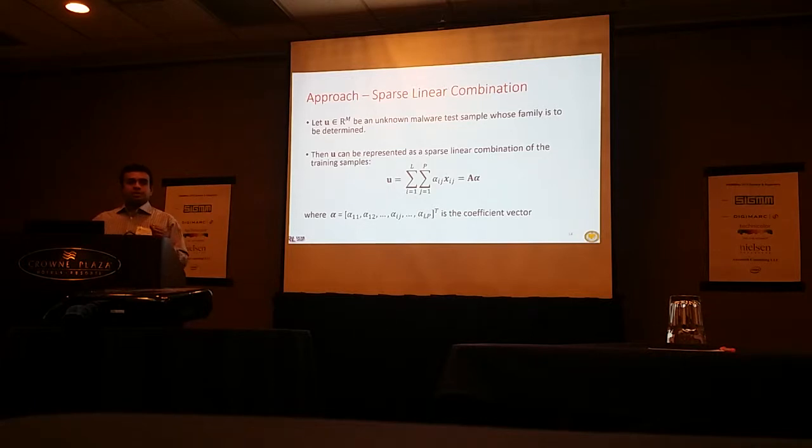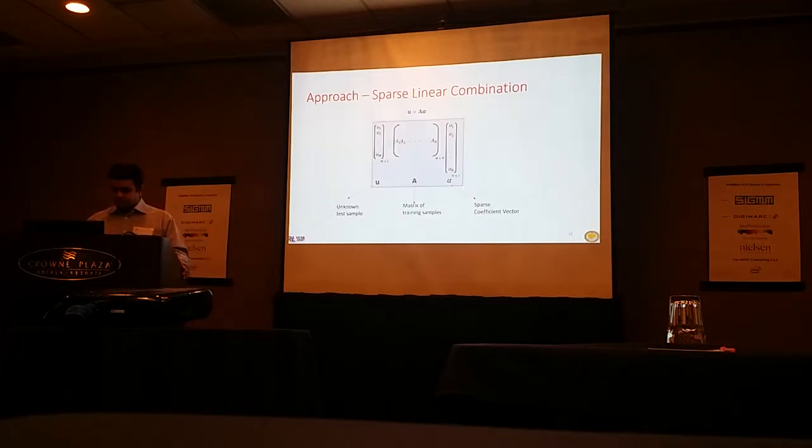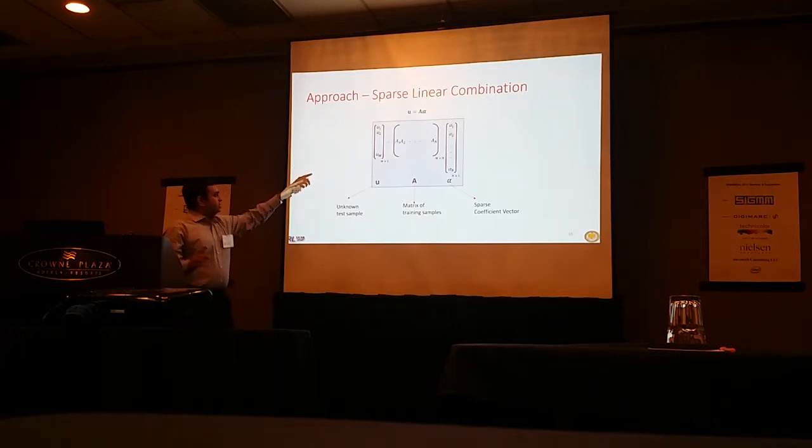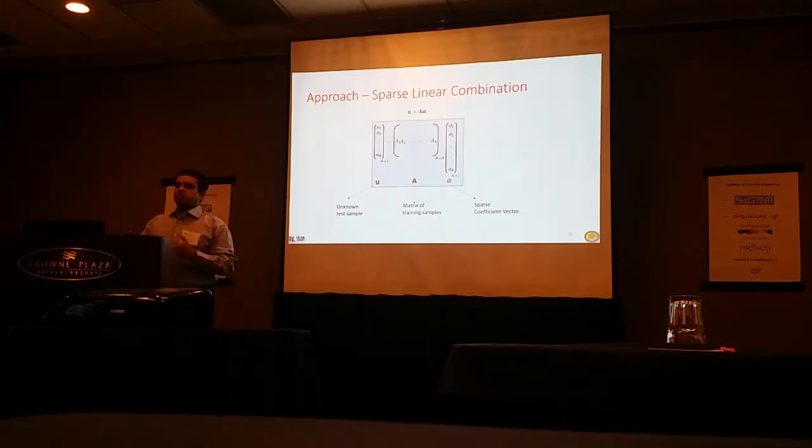So U can be represented as a sparse linear combination of all the samples in the data set. So U equals A times alpha, where alpha is the coefficient vector. If U belongs to a family, say K, the assumption is that it will only have coefficients from family K, and all the other coefficients are going to be 0. So alpha is a sparse coefficient vector. Diagrammatically, this is the unknown malware, this is a matrix of training samples, and alpha is the sparse coefficient vector which we want to find out.